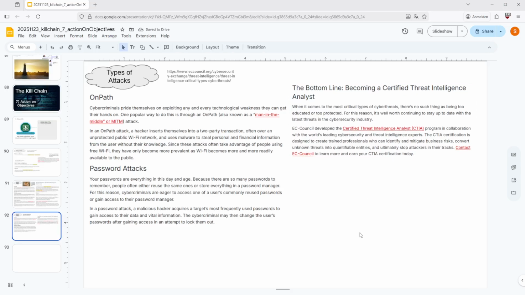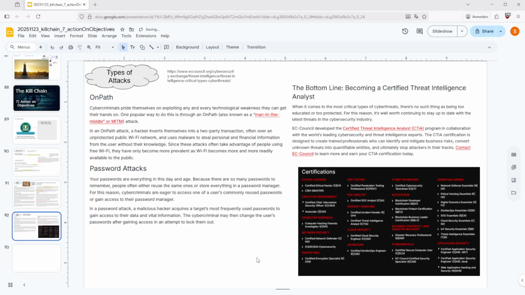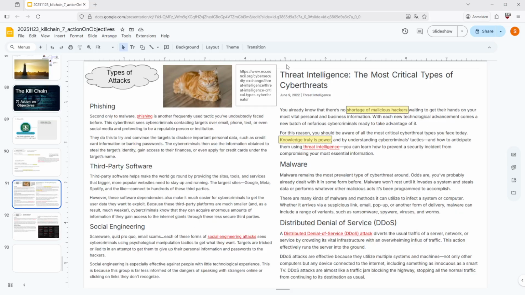Becoming certified. Yes, and then let me tell you, cyber exchange, cyber threat intelligence. Let me click on that. EC Council, train and certify. And I just want to show you the certifications that these people are offering. It's quite a lot. But here you have the certifications. This is what they mean by train and certify. I can recommend that as well. Getting certified is a good idea.